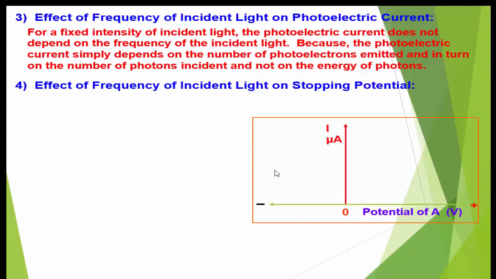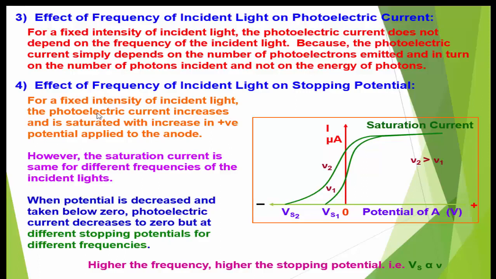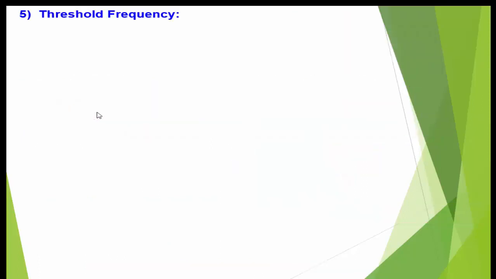Now the effect of frequency of incident light on the stopping potential: if the frequency of incident radiation is increased gradually, the kinetic energy of the liberated electrons also increases and consequently the stopping potential increases. These are the important graphs related to the photoelectric effect.